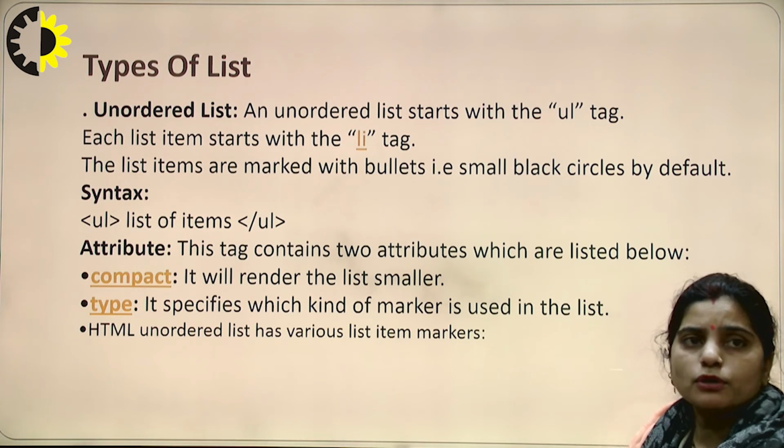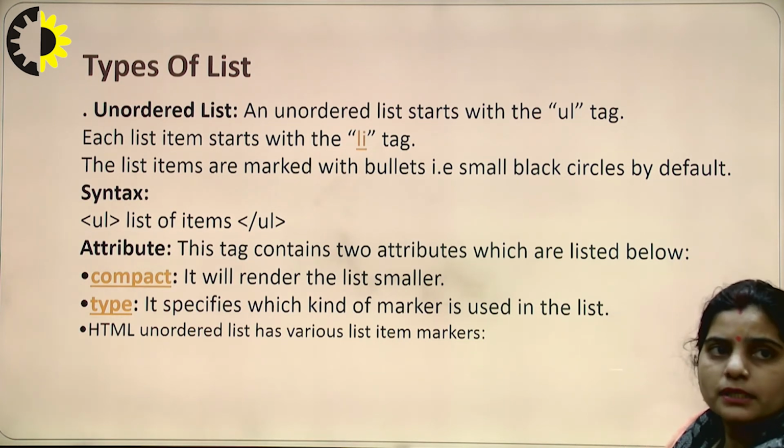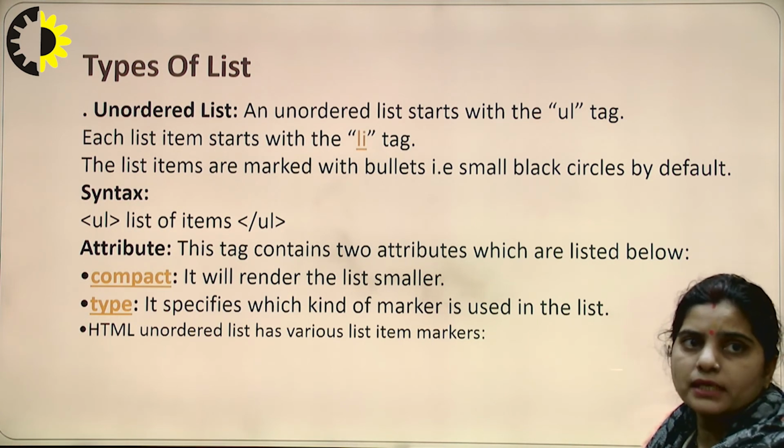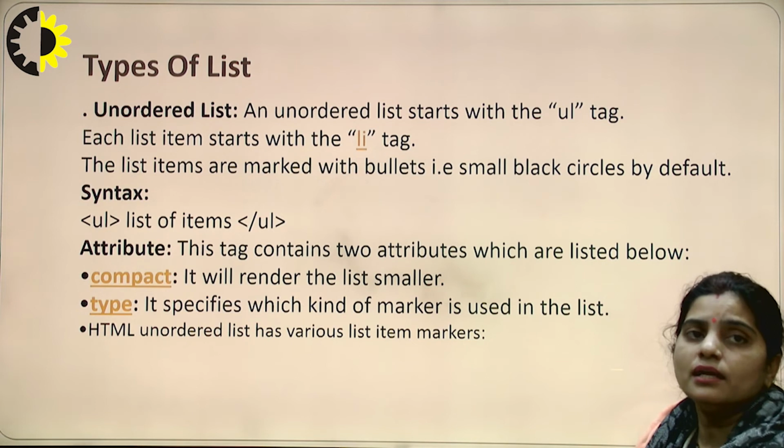The attributes of this list: this tag basically contains two attributes which are listed below. First one is compact and the second one is type. The first attribute will render the list smaller, and the second one specifies which kind of marker we are going to use in the list.